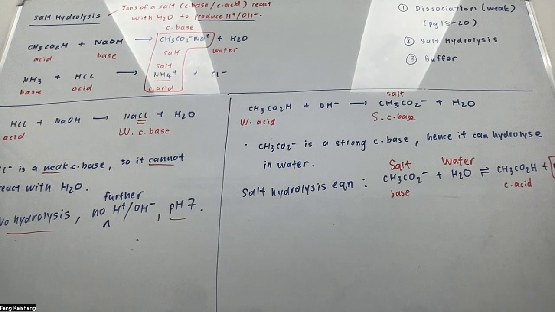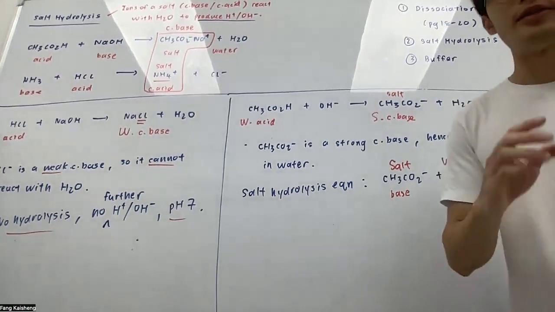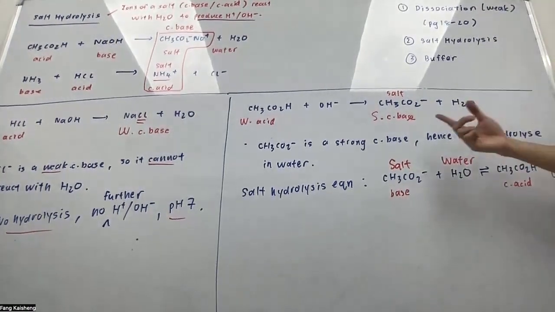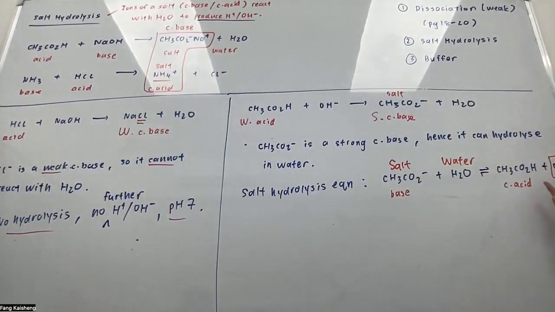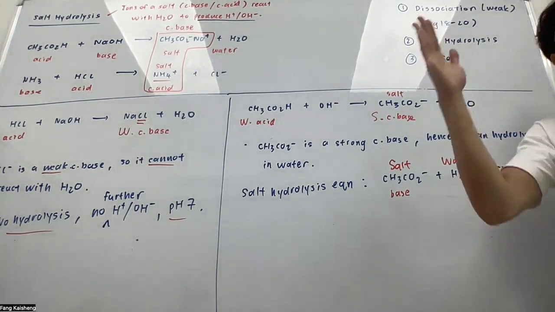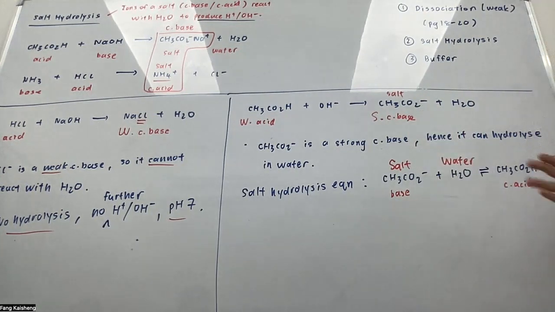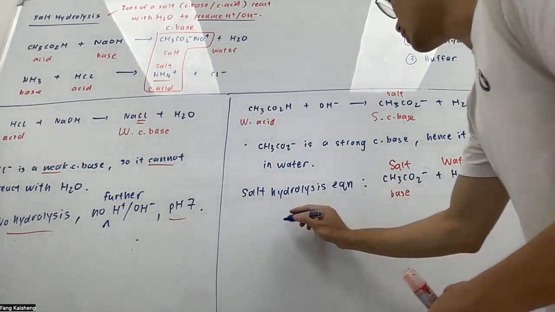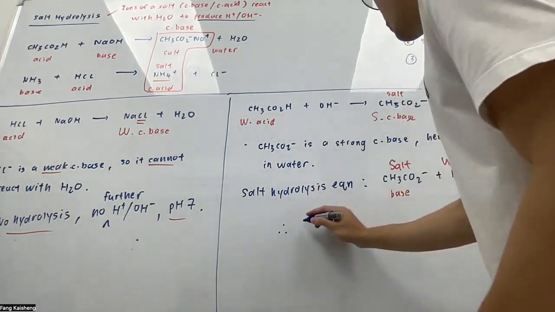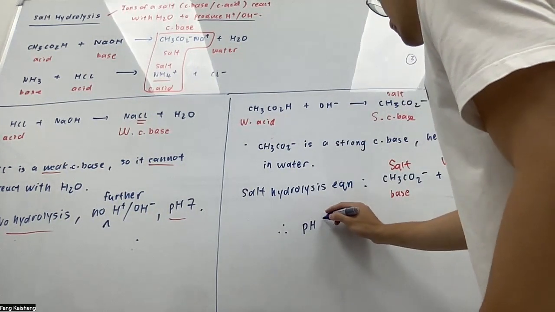You guys, this salt hydrolysis equation is very important. Next, how do you explain this? This salt can hydrolyze to produce OH minus. So can you tell me if the pH equals 7, above 7, or below 7? Above 7. Good. This is something you predict. Because this guy can produce OH minus, the pH is above 7.